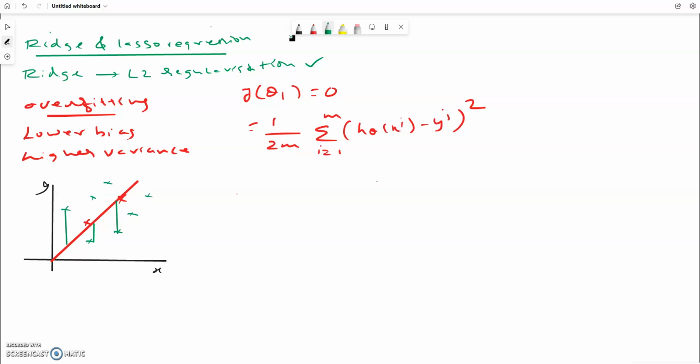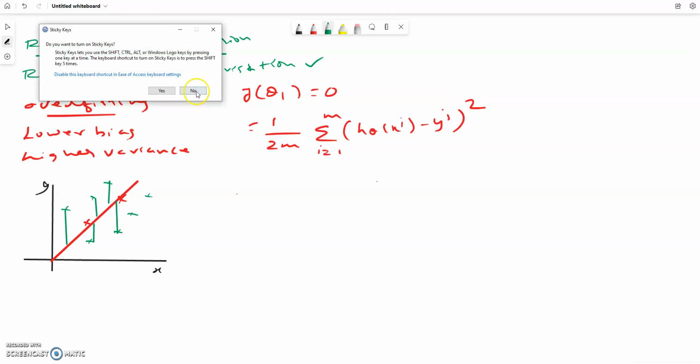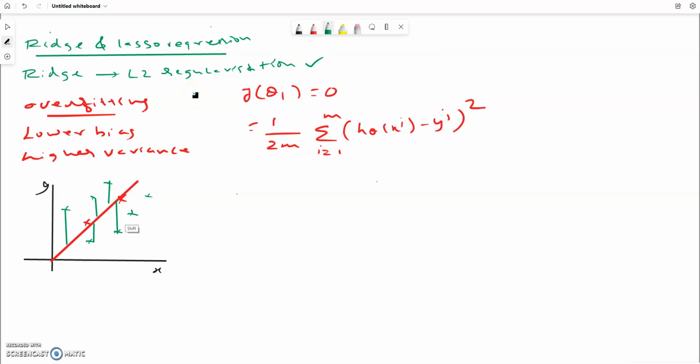Whenever we are talking about training data, we are talking about bias, and whenever we are talking about test data, we are talking about variance. We have something like this, and we also have something like this. So these distances are quite far. This problem definitely has an overfitting problem.